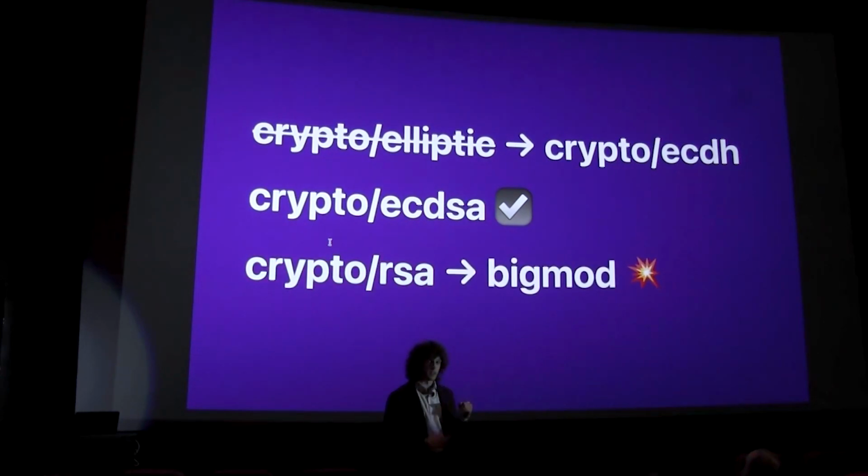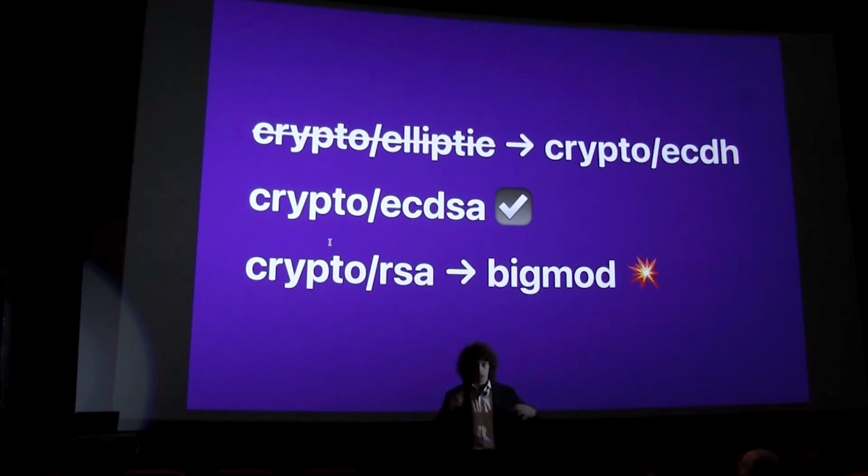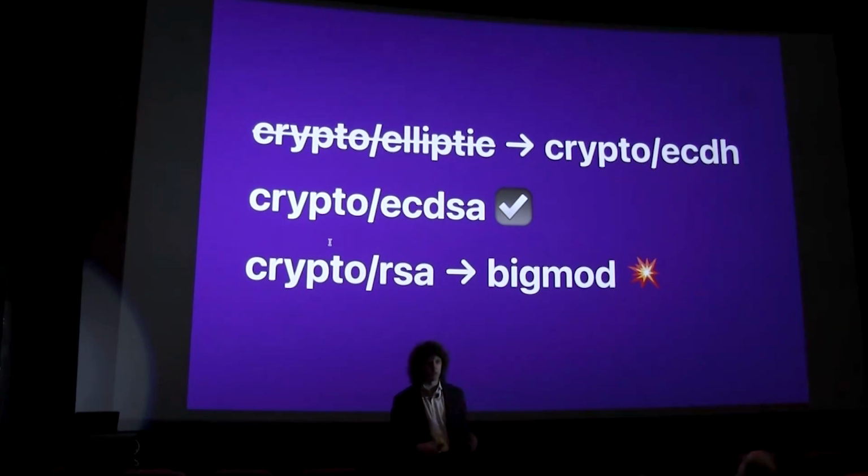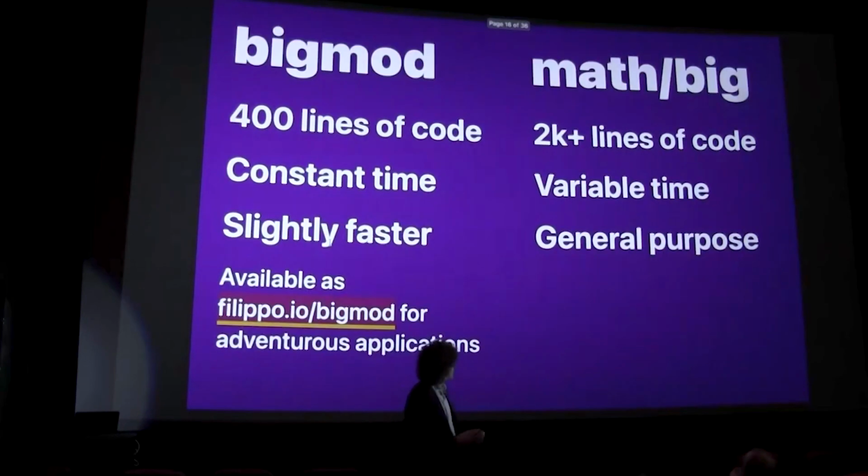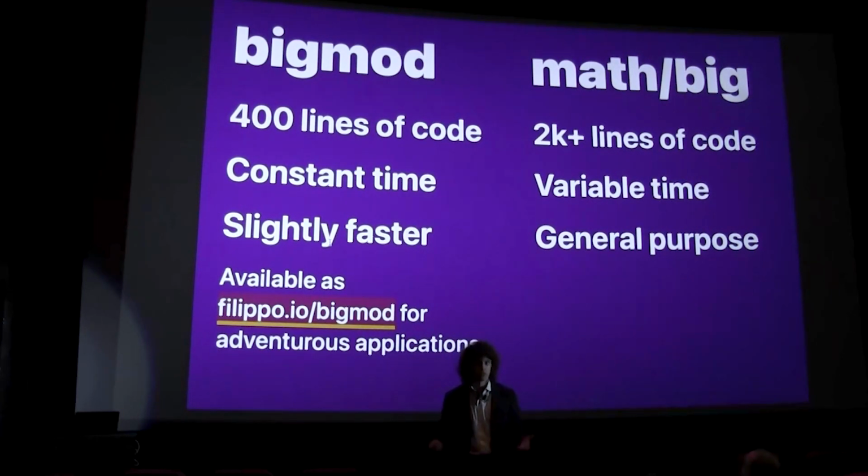Last one was RSA. RSA is the trickiest one because it needs to do large integer operations over fields that are not known in advance. It just needs to deal with very large numbers that are not known in advance. So for that, we introduced a whole new internal package, bigmod, which is for big integers modulo another number. And it's very different from math/big.